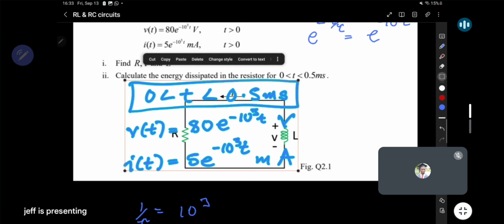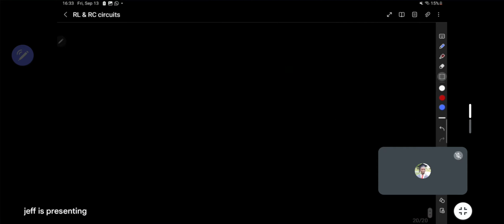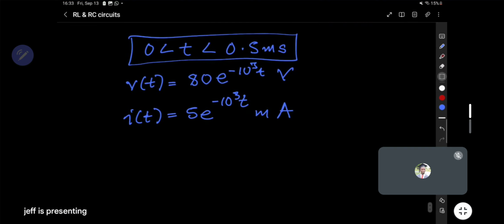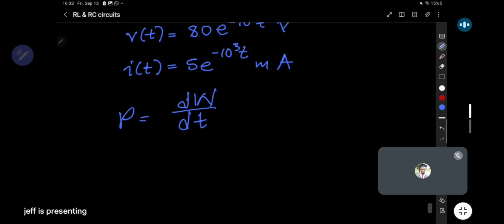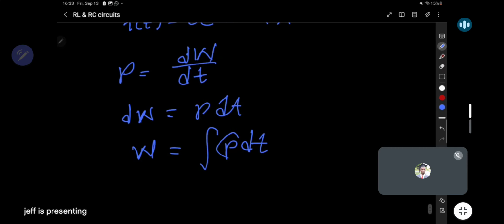Okay, so how do we work it out from here? How do we get energy dissipated? Energy dissipated will relate to the work done. So we know that power is the amount of work done with respect to time, or how fast the work is being done. So work done is power dt. And then finally, work done, which equals the energy dissipated, will be equal to the time integral of power times dt. So all we need is to know power.